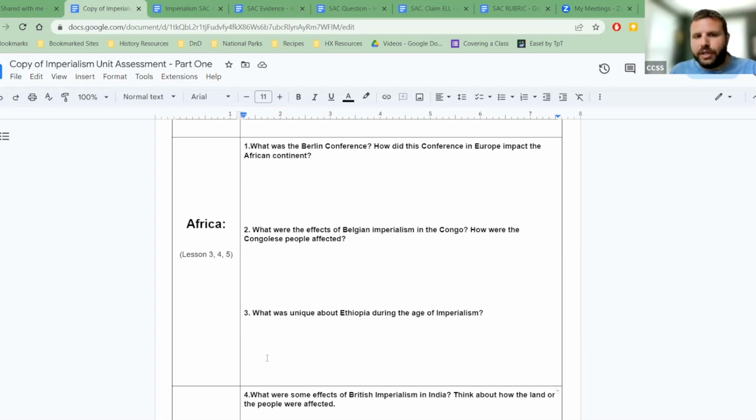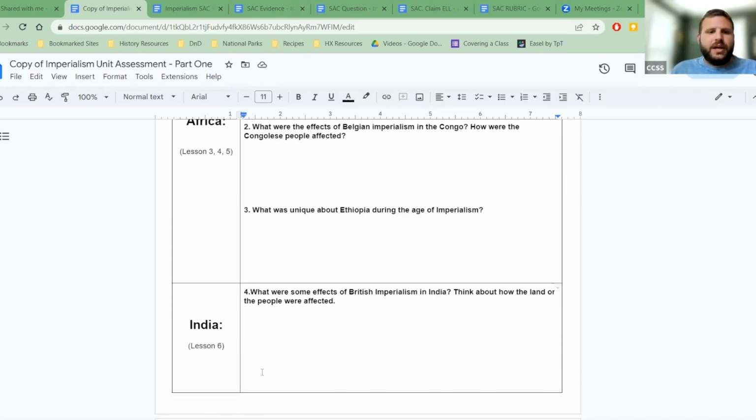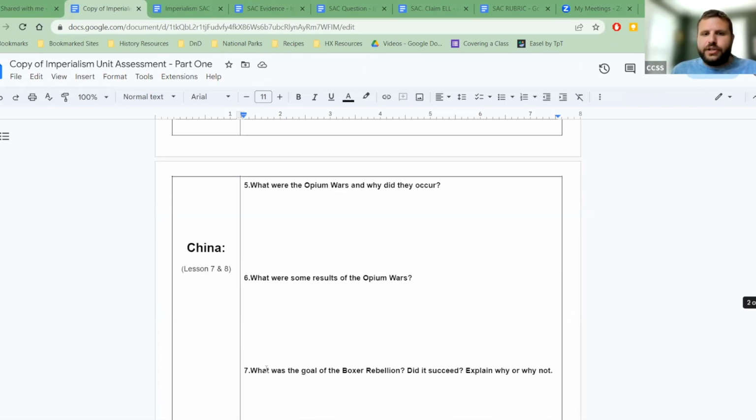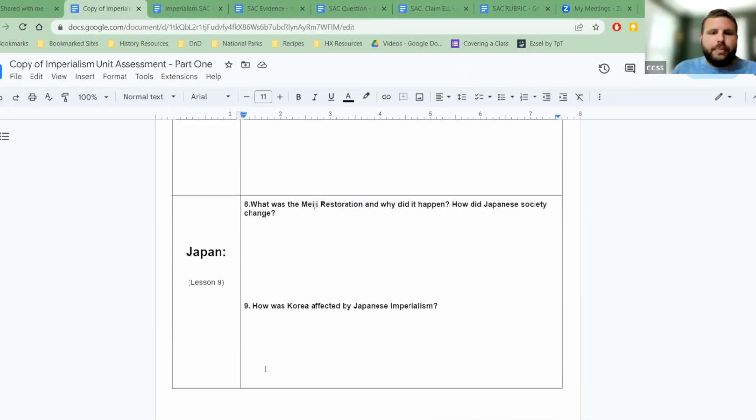So Africa, the Berlin Conference, the Belgian Congo and Ethiopian resistance, India. It looks like this one is missing a question on the Sepoy Rebellion that we talked about, but the effects of the British Raj, and how the land and the people are affected. And then China, Opium Wars, the outcome of those, and how it connects to the Boxer Rebellion. And then in Japan, the Meiji Restoration and imperialism, Japanese imperialism in Korea. So these are all directly connected to learning objectives of the unit.